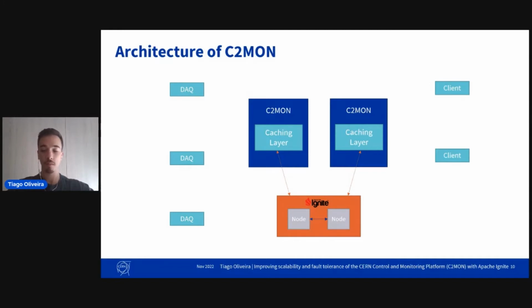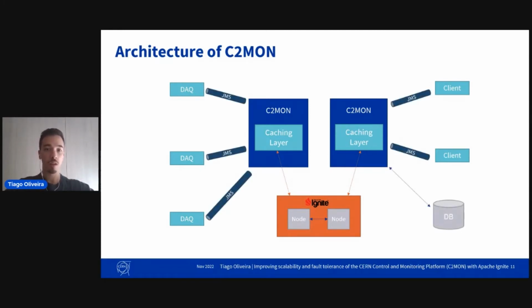All of this is communicating through JMS, and although we use JMS, there's no direct integration with Ignite, as the caching system is completely abstracted from the rest. And finally, we have also a database to store historical data and to preload the cache on startup.